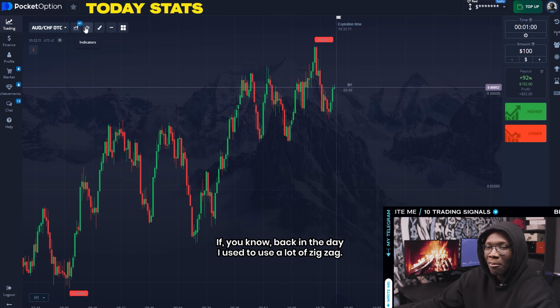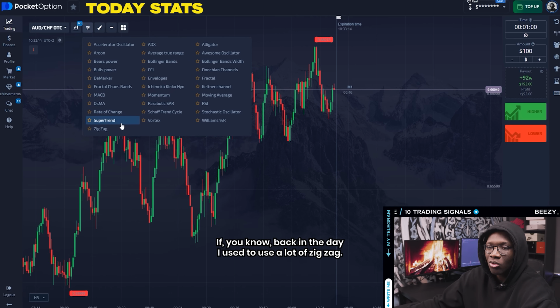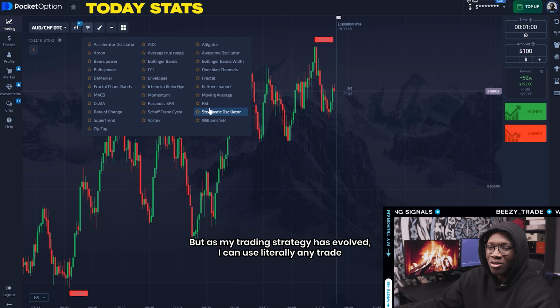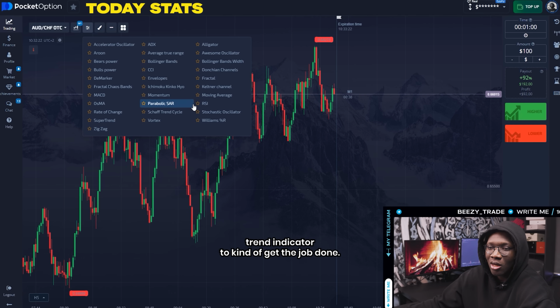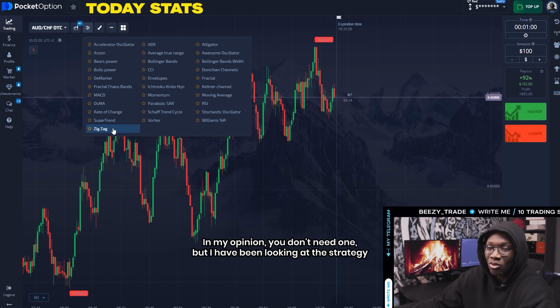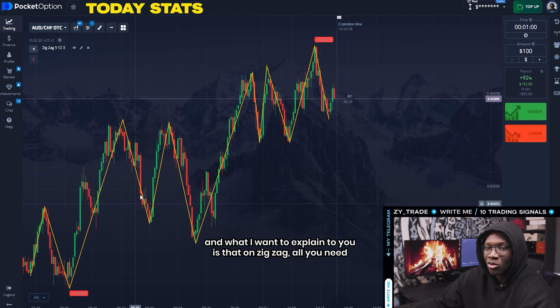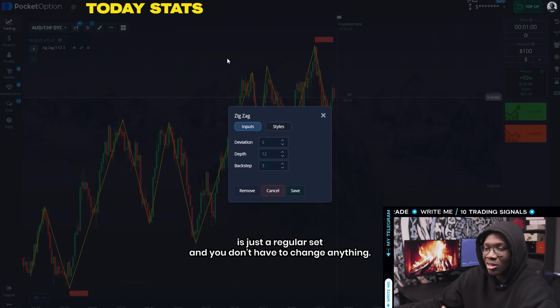If you know, back in the day, I used to use a lot of zigzag, but as my trading strategy has evolved, I can use literally any trend indicator to kind of get the job done. In my opinion, you don't really need one. But I've been looking at the strategy, and what I want to explain to you is that on zigzag, all you need is just a regular setting. You don't have to change anything.